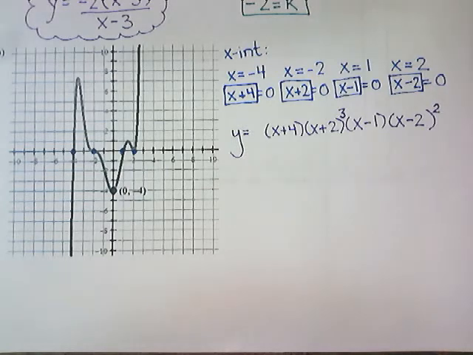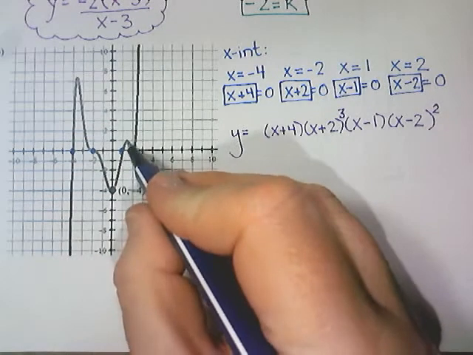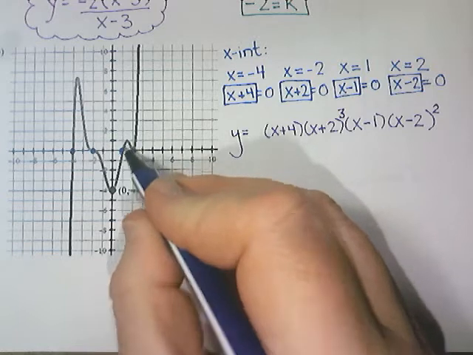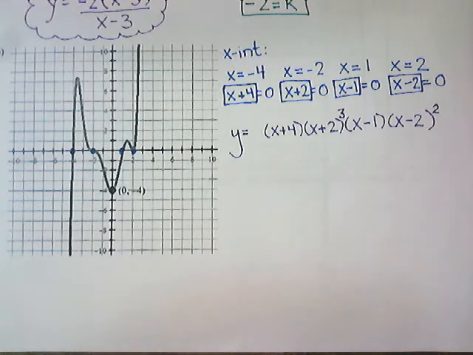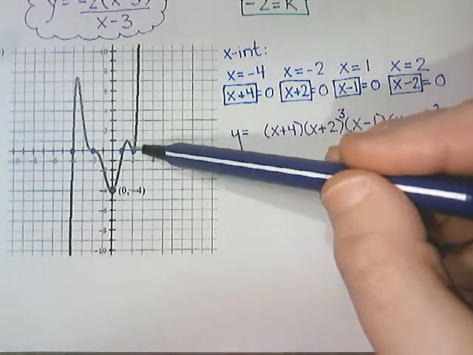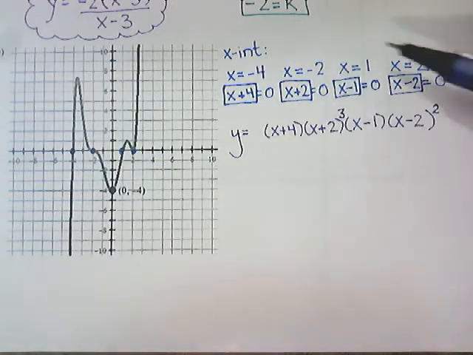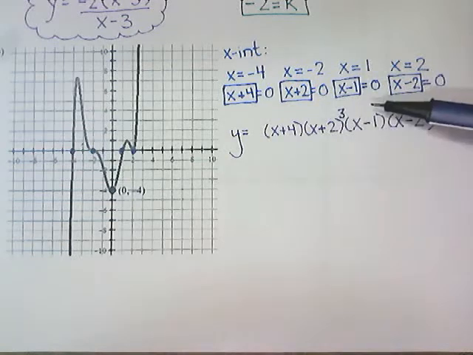The higher the exponent is, the flatter it's going to be at that point, so it usually is quite noticeable if there's a higher exponent. So I usually tend to say if I see a critical point, it's a square, and if I see an inflection point, it's a cube.